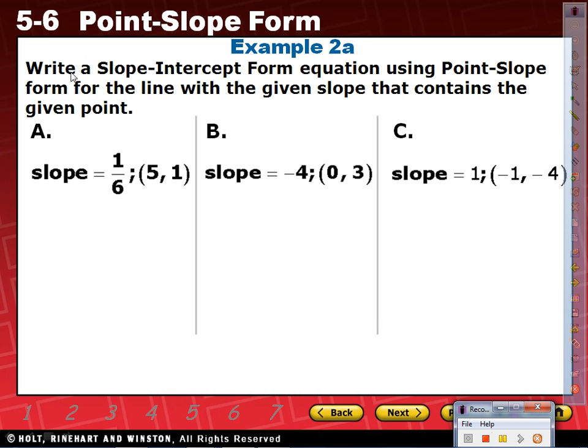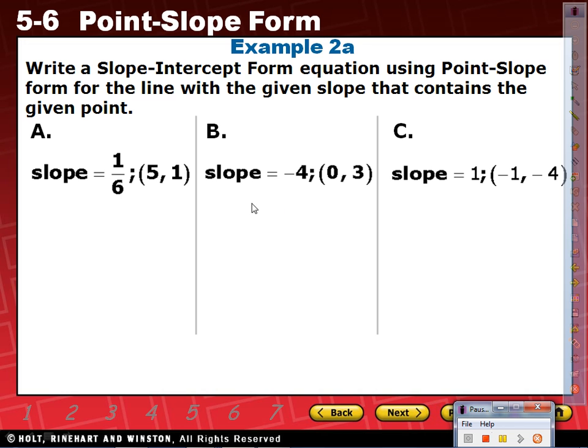Copy the black text, please. It says, write a slope-intercept form equation using point-slope form for the line with a given slope that contains the given point. For this one, A, slope is 1/6, point 5, 1. Draw a line down and look at this one. B, slope is -4, point 0, 3. Draw a line down, and for C, slope is 1, -4. Copy that, please. You got 30 seconds.